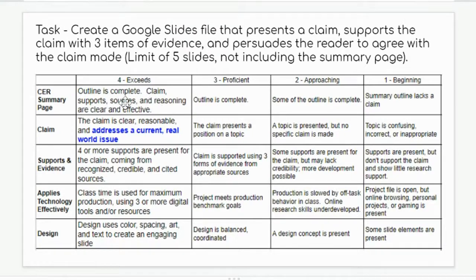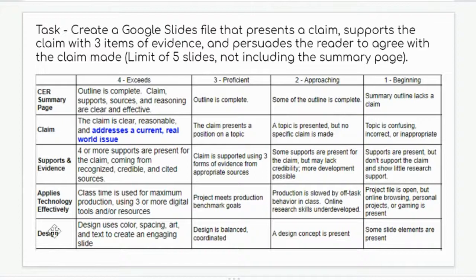Yes. My supports, my sources, my reasoning are all clear and effective. The claim is a current issue. I only have three. So I have three forms of evidence. I'm proficient there. Totally fine. If I did a little more research, I could build it up. I did apply technology effectively. This whole thing took me less than an hour.